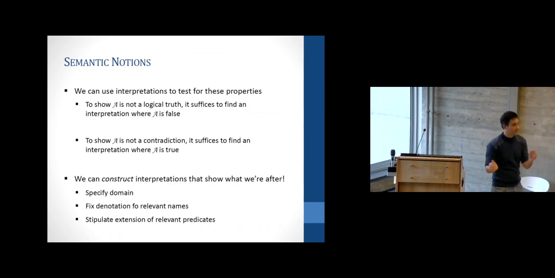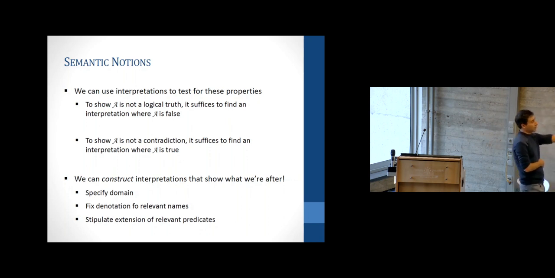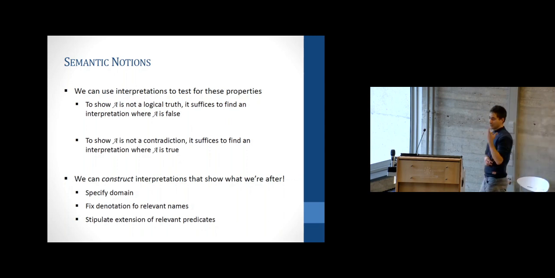Now we combine the ideas. To show that A is not a logical truth, it's enough to write down one interpretation in which it is false, right? Because logical truth says it's true in every interpretation. To show that A is not a contradiction, it's enough to show one interpretation in which it is true. So this is exactly why we need to know how to build interpretations.